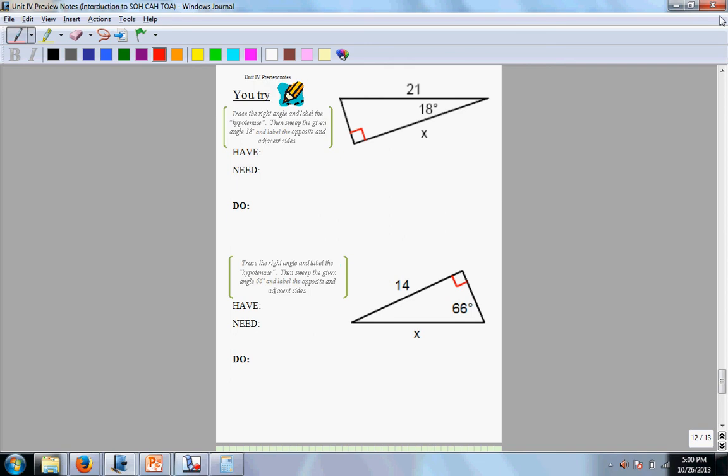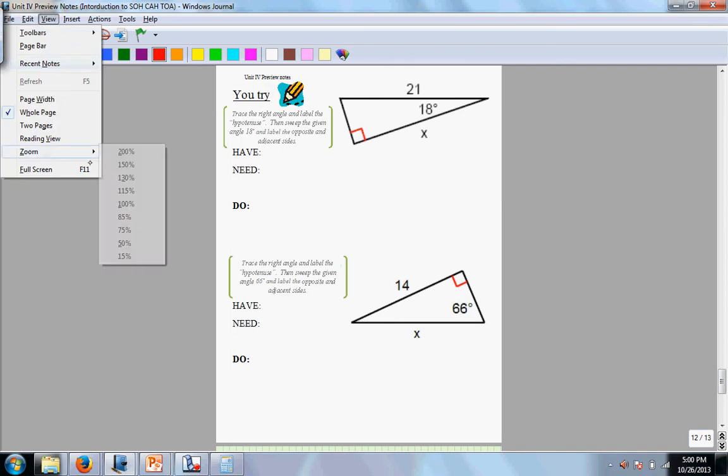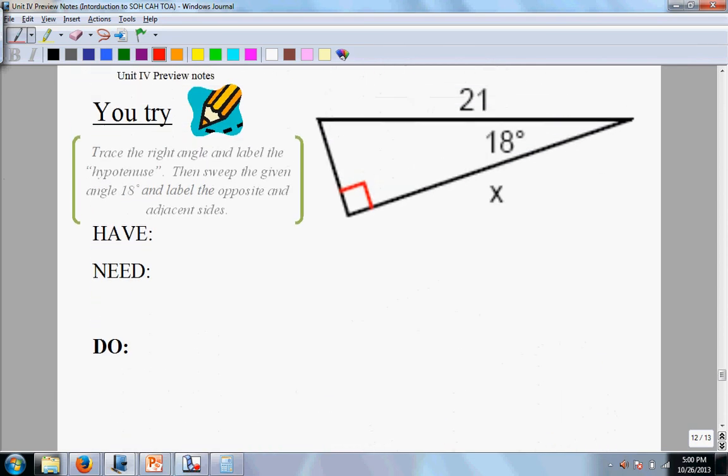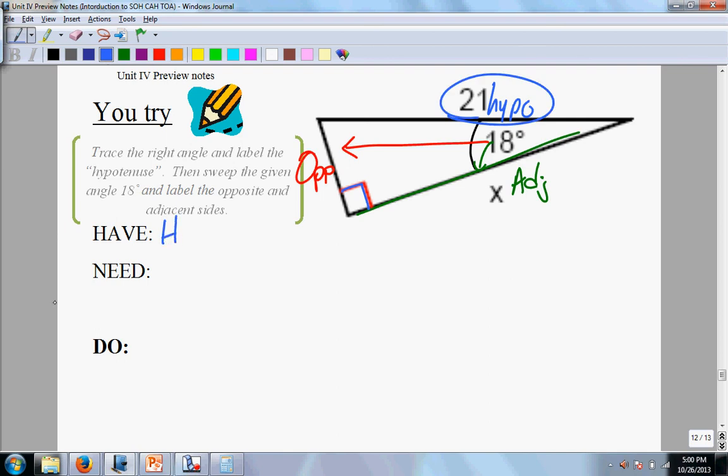Okay, let's see how you did here. So in the first one, you should have started by labeling opposite, adjacent, and hypo depending on this angle. So we sweep that, and we go across, and that means that's our opposite side. That makes this our adjacent side, and then our right angle points to the hypo. So have, need, do. We have the hypo, so I put an H. I need, in this case, the adjacent side, so I put an A.